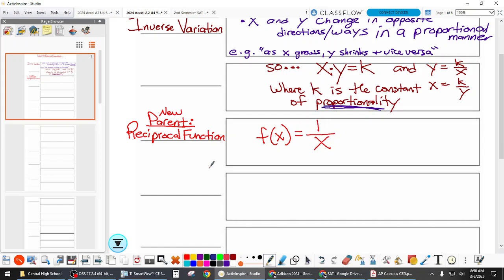Alright, so 1 over x. 1 over x is our new parent function. Okay, we'll put in a couple details about it. Go ahead and sketch that graph that we had on the blue slide. You still have to put your x and y axes for us. That's just good form. I know you guys don't know where they are.